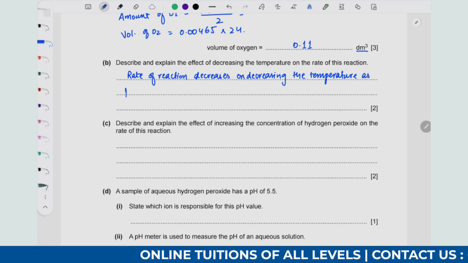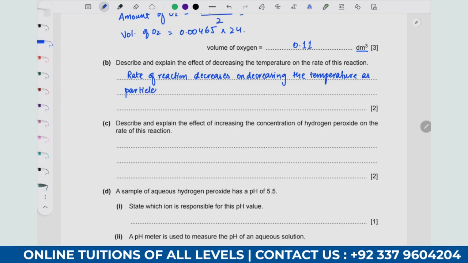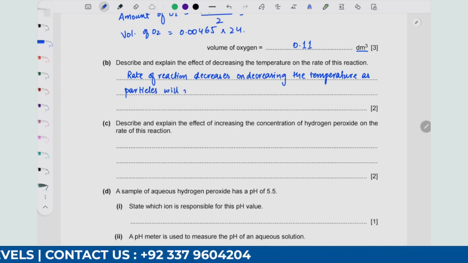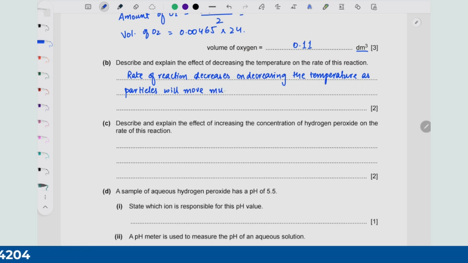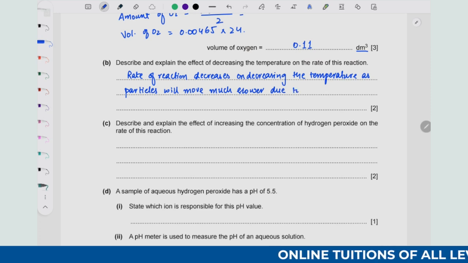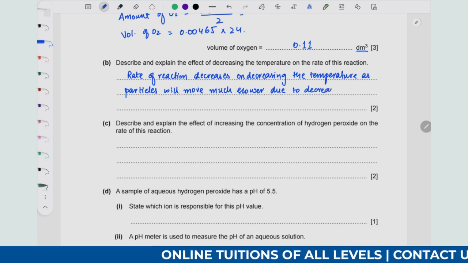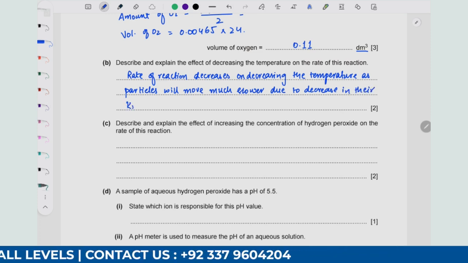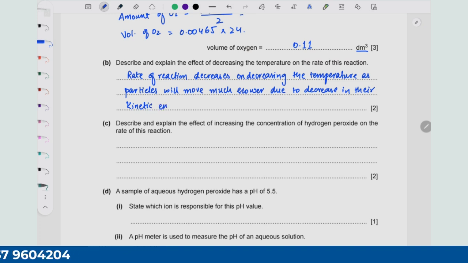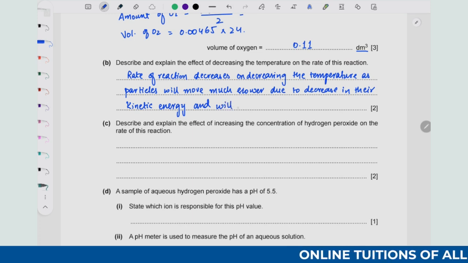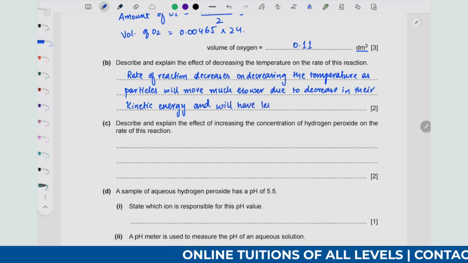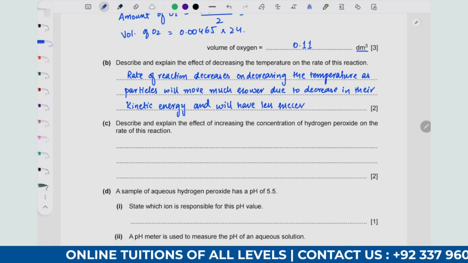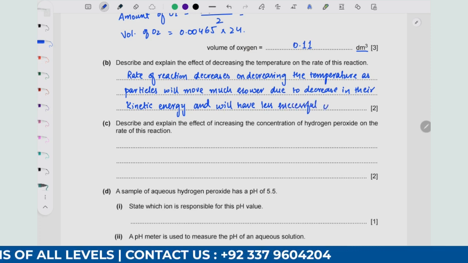as particles will move much slower due to the decrease in their kinetic energy and will have less successful collisions.